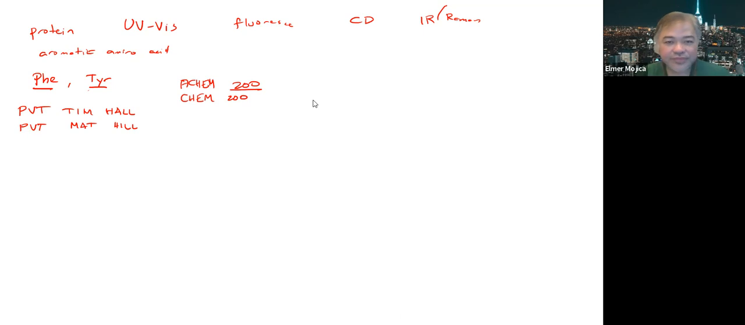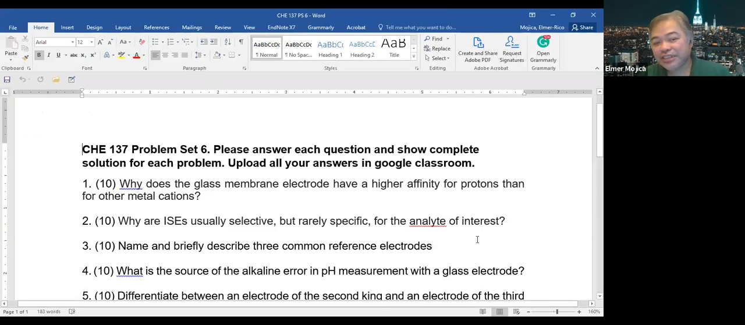So, let's go to the problem set. The last one. We don't have a problem set for 7 and 8. It's just a very close short method. 7 and 8 is if ever you end up at the Philippine Nuclear Research Institute. There's radioactive analysis, radiometric analysis.